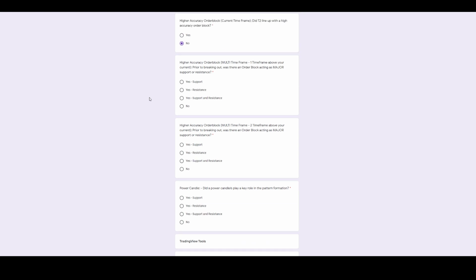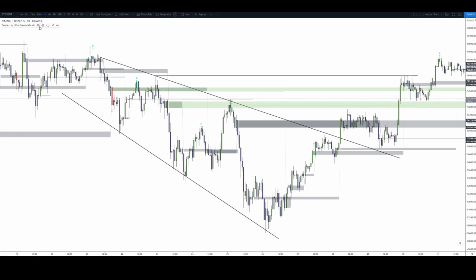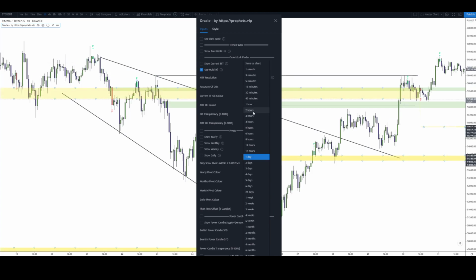Higher accuracy order block, multiple time frames. So one time frame above our current time frame. Was there an order block working as major support or resistance? So we're on the 1 hour, so we're going to jump to the 2 hour. Just one time frame above. So find the time frame you're on, and then go one above it. Alright.